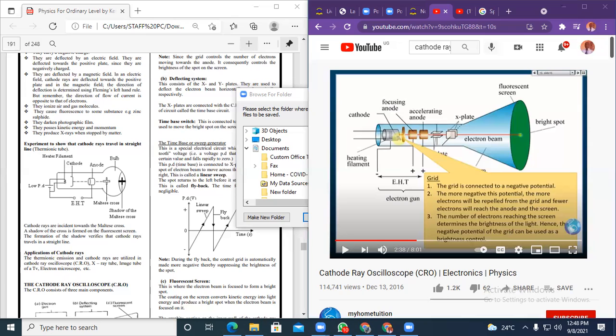When the grid is made more negative, the fewer the number of electrons allowed to reach the anode and the screen. Sorry, because I'm typing it. When the grid is made more negative, the fewer the number of electrons allowed to reach the screen and the anode.